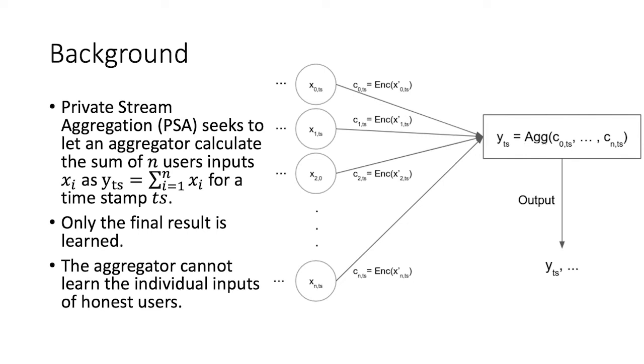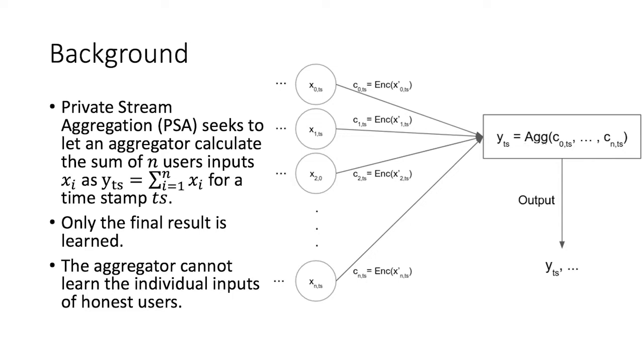However, even though this is a hard problem to solve, there are existing techniques that have been developed to help solve it. One of the most popular and most well-known is private stream aggregation, which allows an aggregator party to collect the sum of a group of end users' private inputs for a particular timestamp. In this protocol, only the final result or sum is learned by the aggregator, but the aggregator cannot learn which individual user input which particular value.